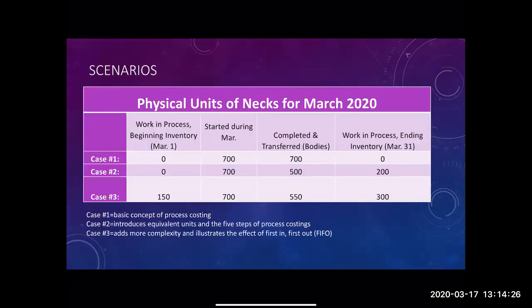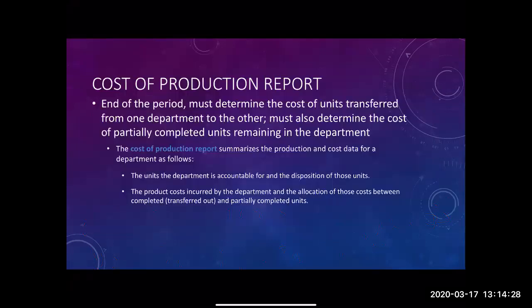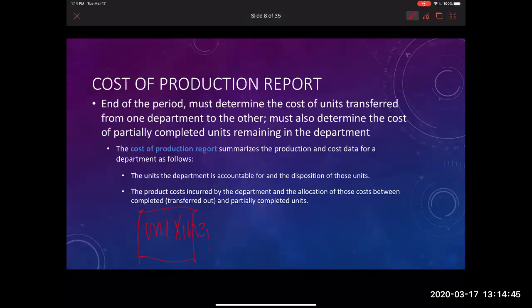So I'll give you guys a second to read through that. What it comes down to is this cost of production report. At the end of the period, we must determine the cost of units transferred from one department to another. In our particular case, we have our two departments, our mixing department and then our packaging department.